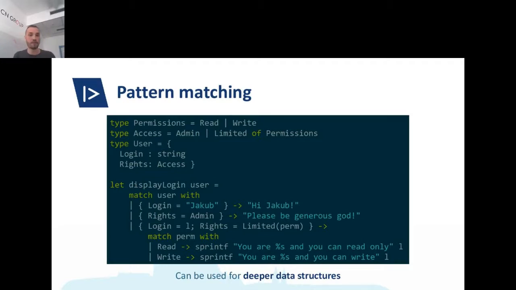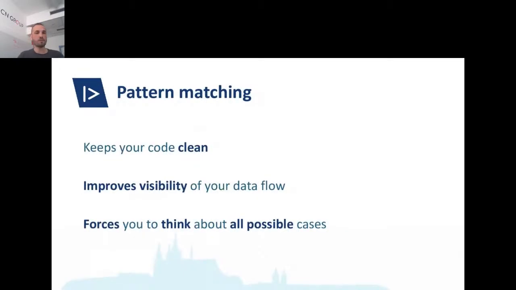And for someone with limited permissions, I will do the pattern matching on the permissions again, and I can display different values. What I really want to say by this is that pattern matching is everywhere, and you can use it also for deeper data structures. You can really look deeper into your data and define the code flow based on that. So this is pretty cool stuff.